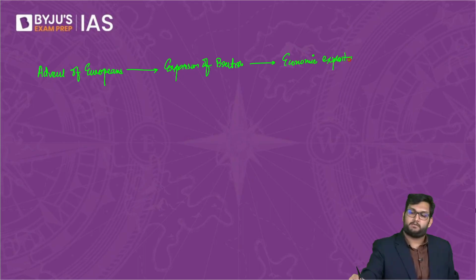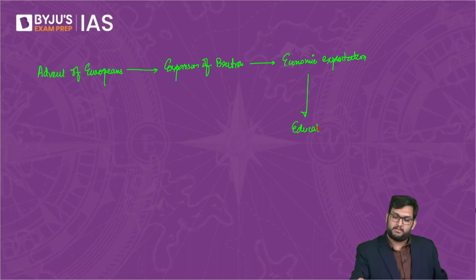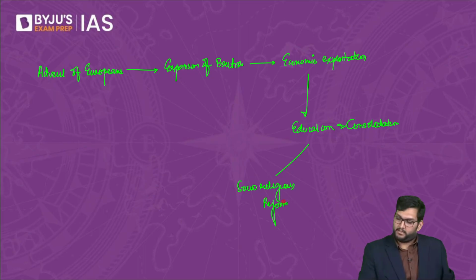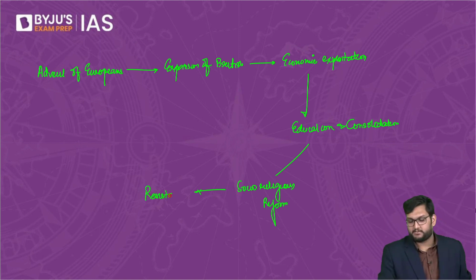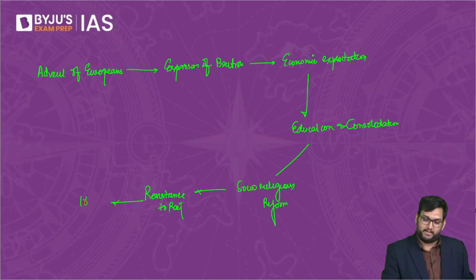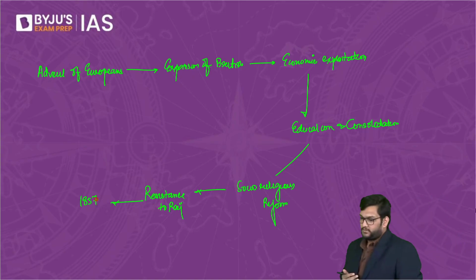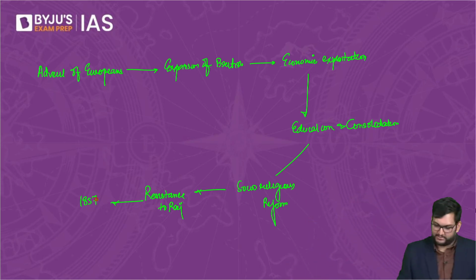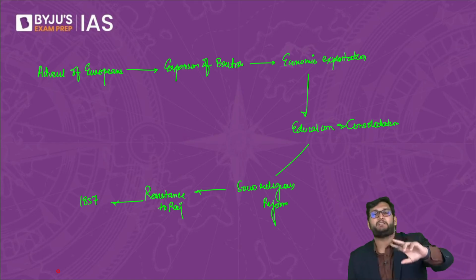Now, if you look at it, basically, what have we done? We've done advent of European, we've done expansion of British, we've done economic exploitation, then we did education and consolidation, then we did socio-religious reform, and thereafter we did resistance to Raj and 1857. Yes, this is what we've covered. Yes or no? Very good, Virendra. Very good. Very encouraging. Now, if you look at it, each of these steps add to the larger concept of nationalism.